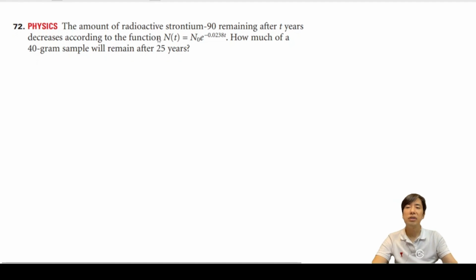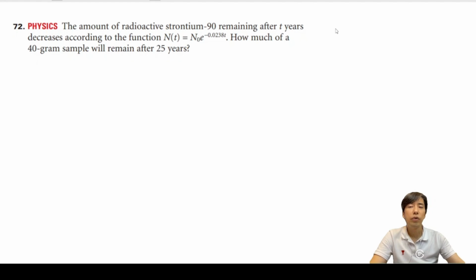The amount of radioactive strontium-90 remaining after t years decreases according to the function N of t is equal to N naught times e to the negative 0.0238 t. How much of a 40-gram sample will remain after 25 years?